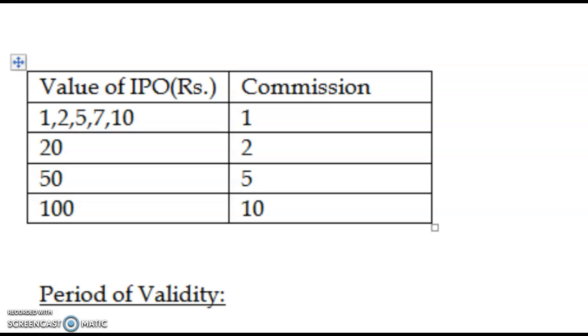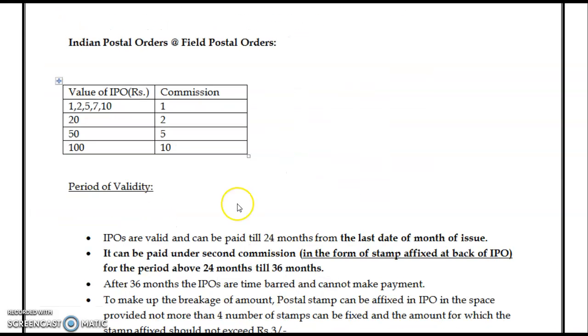So now we may see the commission details of IPOs. For an IPO of ₹10 denomination, the commission is ₹1, and for a 20 rupees denominated IPO, the commission is ₹2, and for a 50 rupees denominated IPO, the commission is ₹5, and for a 100 denominated IPO, the commission is ₹10. Okay. Then we may see some important factors connected to IPOs.